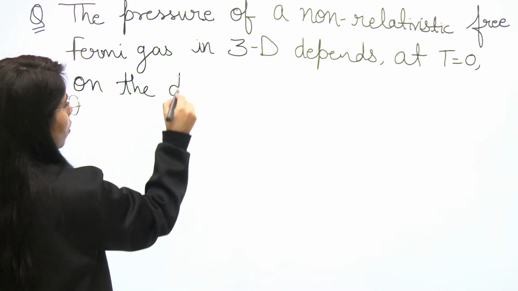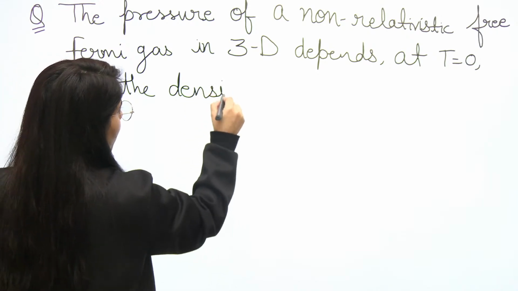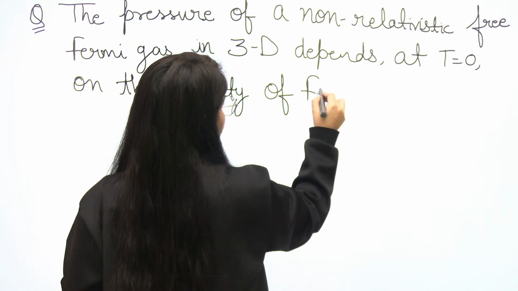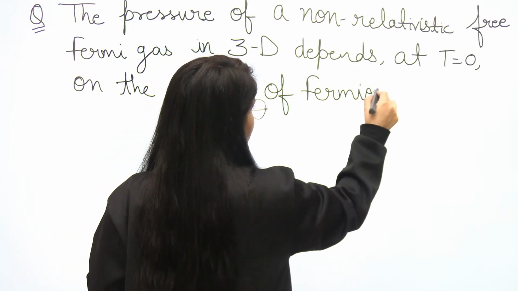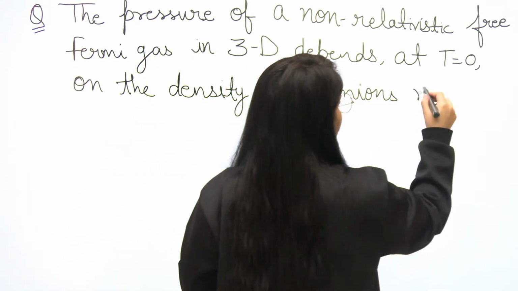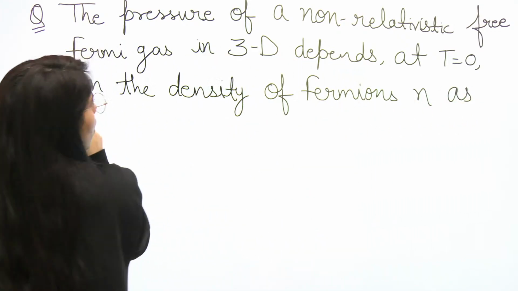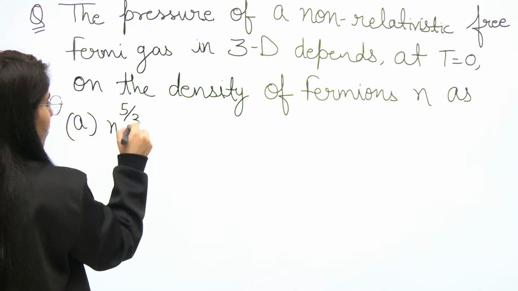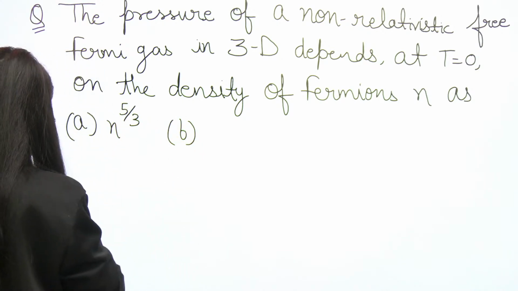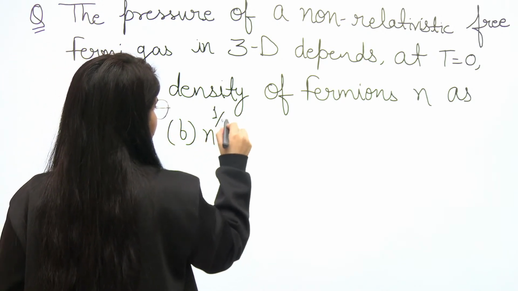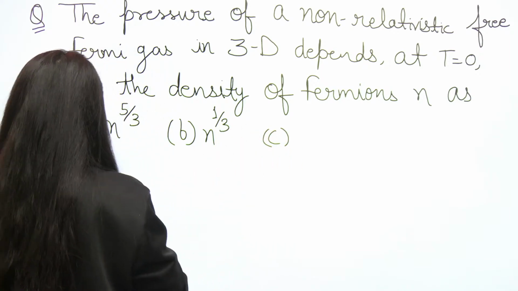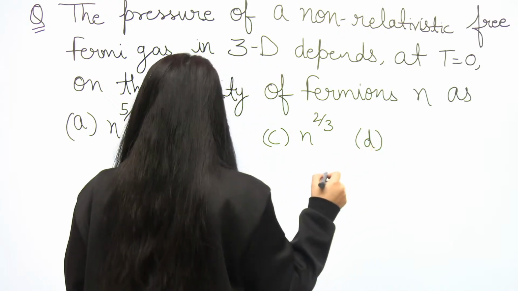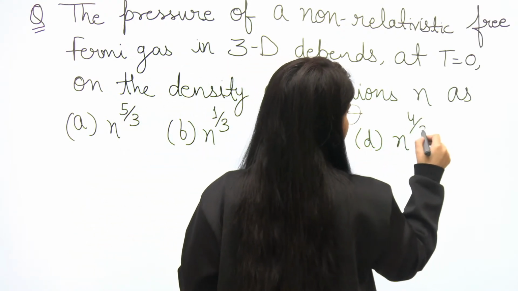This is a different question, but again you will get some very important data from here. On the density of fermions n, as the options are n to the power 5 by 3, n to the power 1 by 3, n to the power 2 by 3, and n to the power 4 by 3.